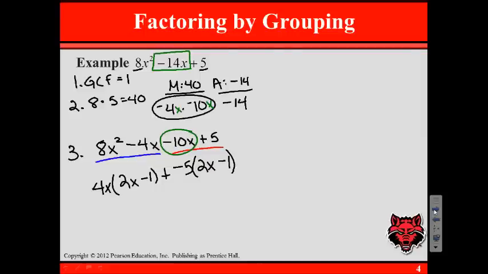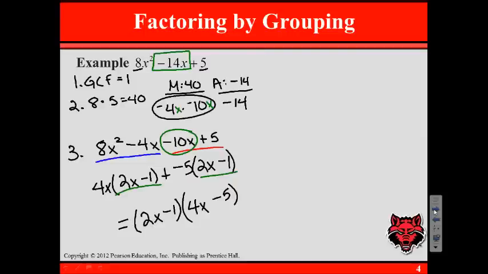So we know we're on the right track when these two sets of parentheses, these two binomials, match. And the binomial will actually be our third greatest common factor. So we factor out the 2x minus 1. When we do so, we write the resulting polynomial. We have a 4x left as our first term, a minus 5 as our second term.